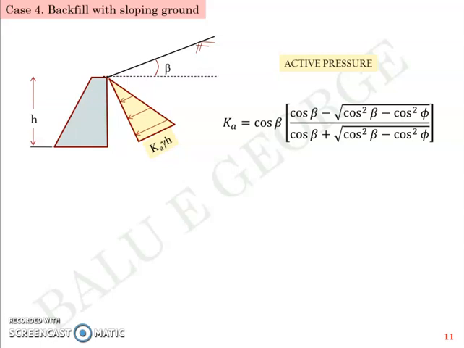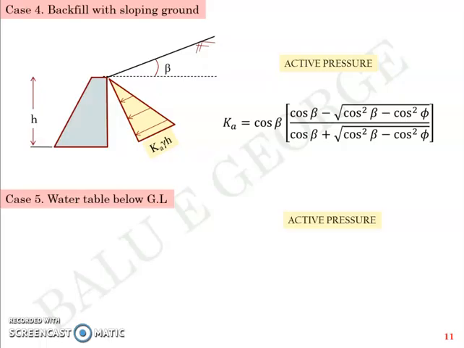Now you have the next case, case number 5, where the water table is below the ground level. We started the discussion with a dry backfill, and then we had another case where you had the water table at the ground level. Now you have the retaining wall here, you have the ground level here, and the water table is somewhere in between the ground level and the base. Let's say it's at a height h1 from the ground level and h2 from the base.